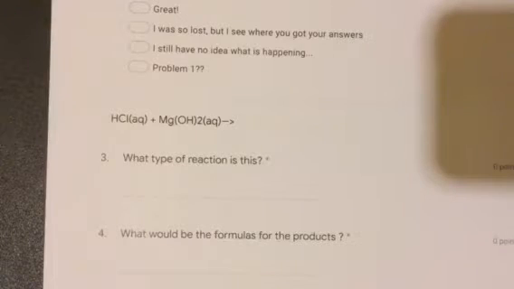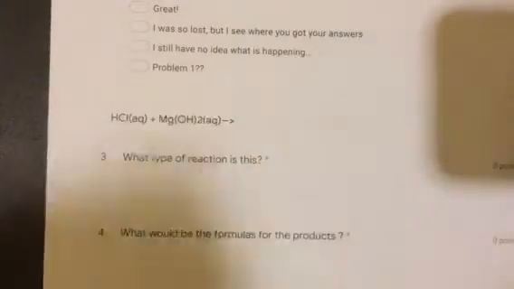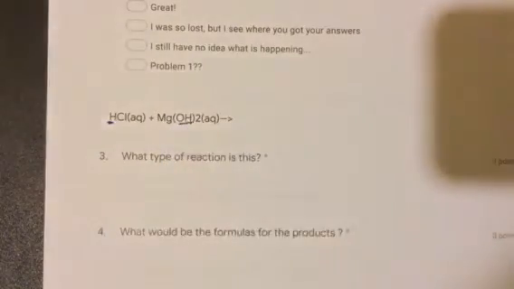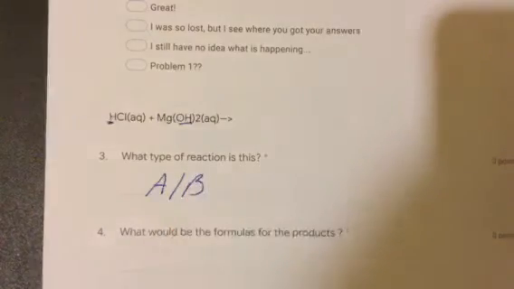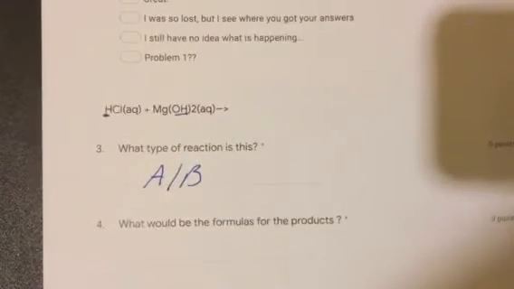Okay, this is problem 2 for predicting products worksheets. Again, we look at our reaction, we are asked what type it is. I have a hydrogen compound and I have a hydroxide compound, which means that this reaction is going to be an acid-base reaction. So what are the formulas for the products?